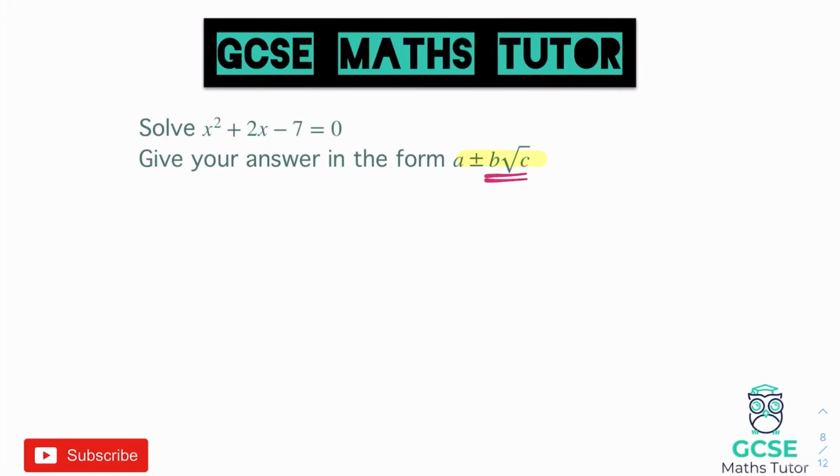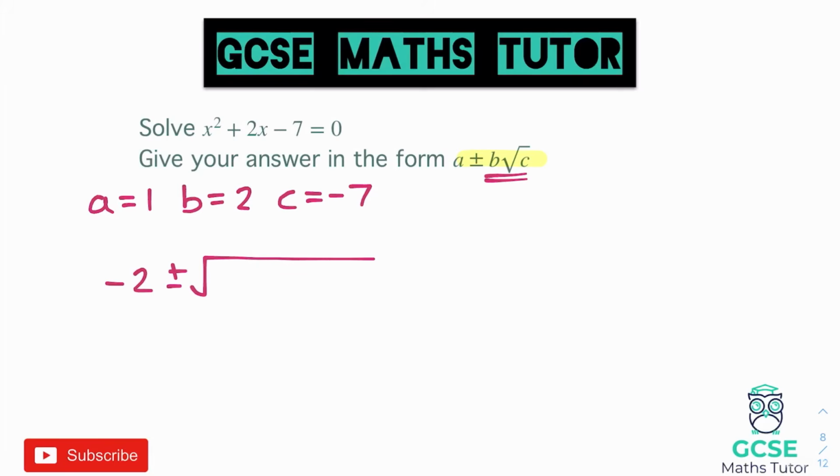For the majority of this, we're just going to take exactly the same approach. So we get our a, b and c values. a is 1, b is 2, and c is going to be negative 7. Again, we're going to put that into the quadratic formula. So we have minus b, so minus 2, plus and minus the square root of b squared, so 2 squared, minus 4 times a, which is 1, times c, which is negative 7. That's all over 2a, and 2 lots of 1 is just 2. So that's what that's going to look like.